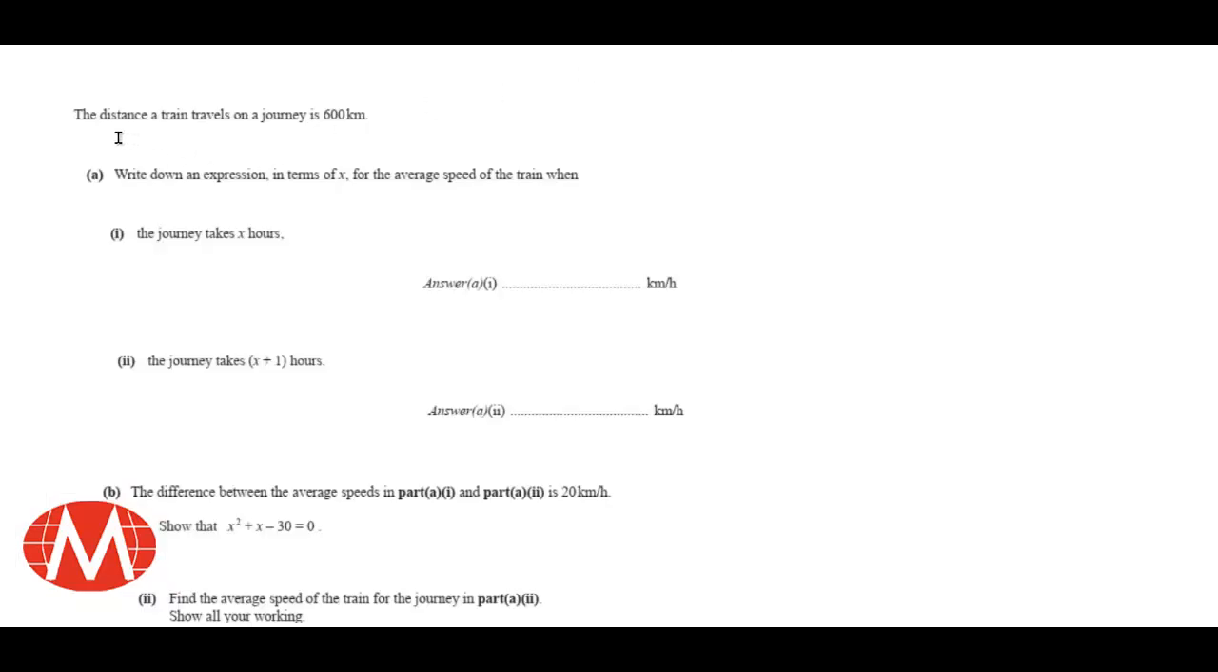The distance our train travels on a journey is 600 kilometers. Write down an expression in terms of x for the average speed of the train when the journey takes x hours. In this part of the question, the total distance covered by the train is 600 kilometers and the time is x hours. It is given in the question.